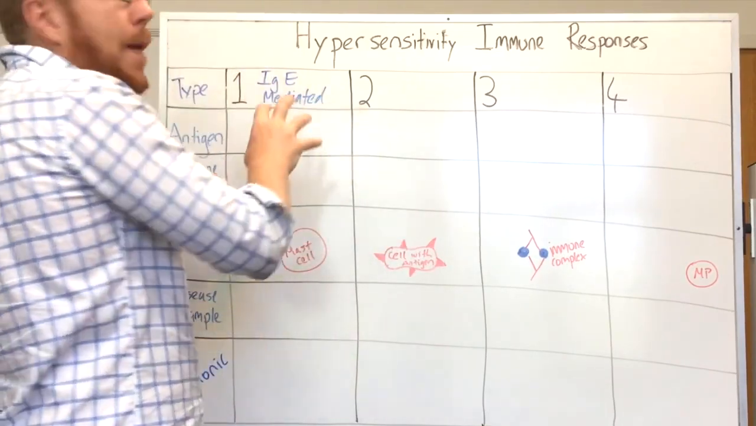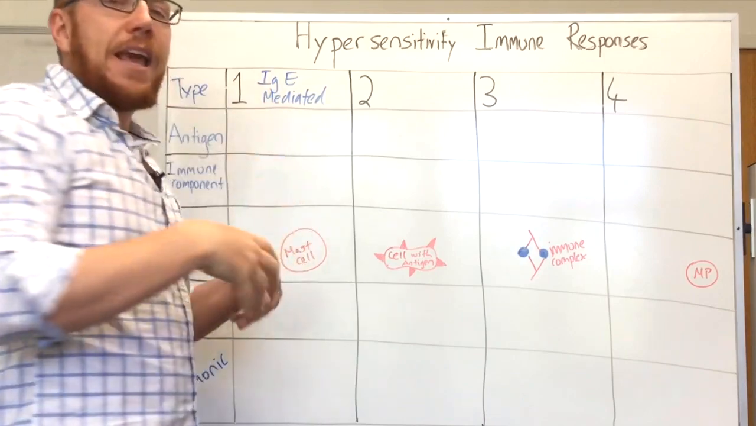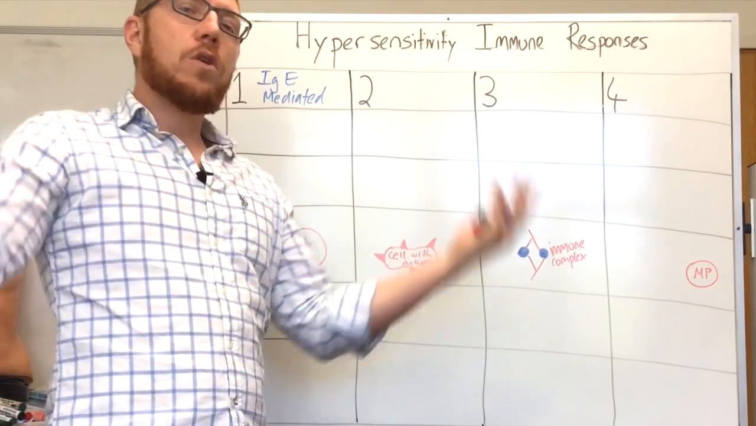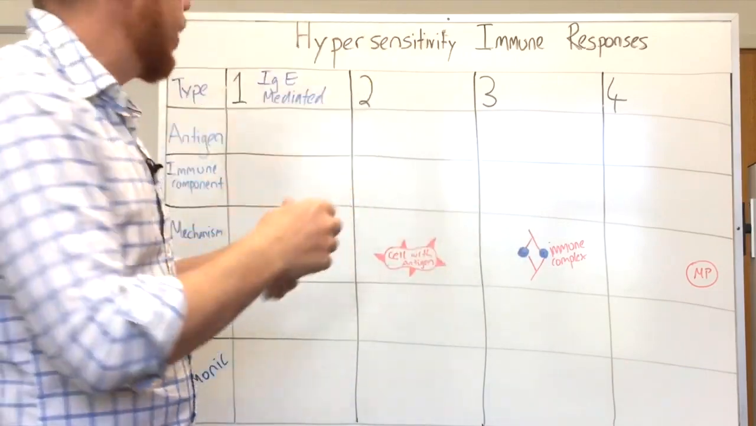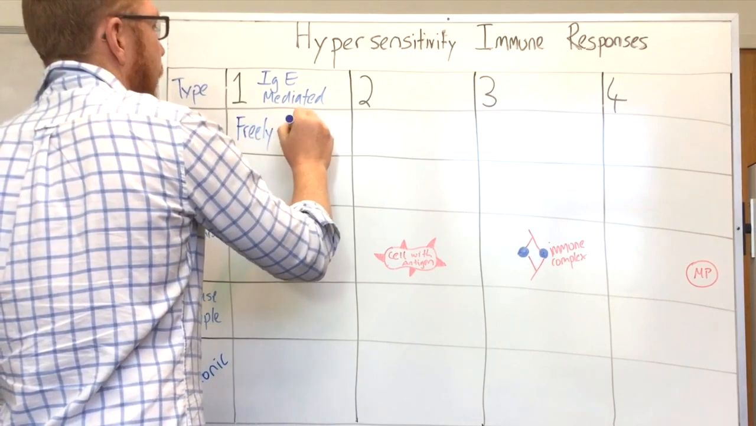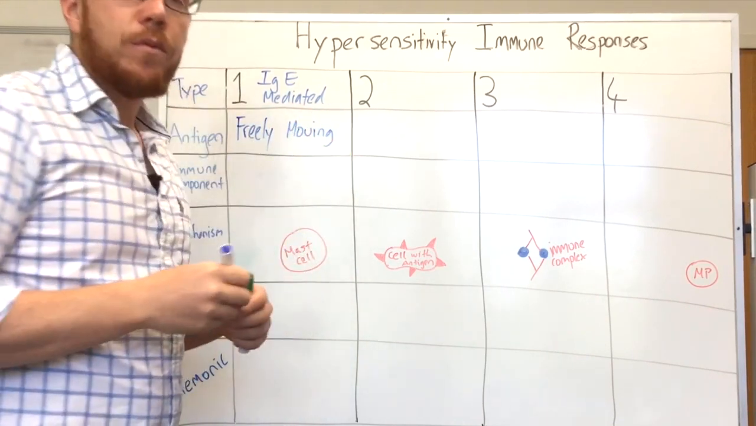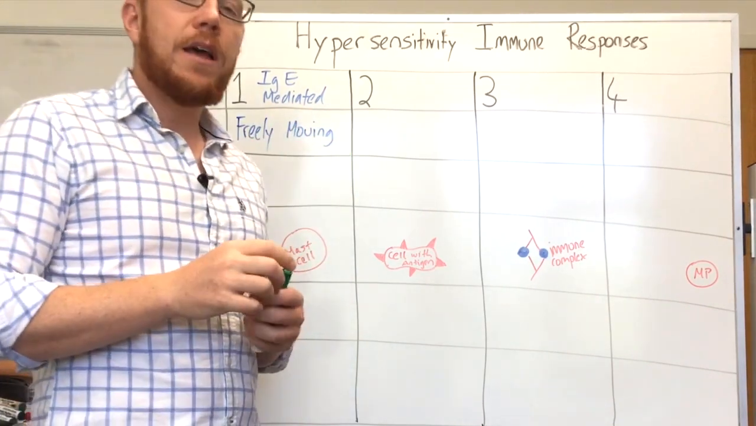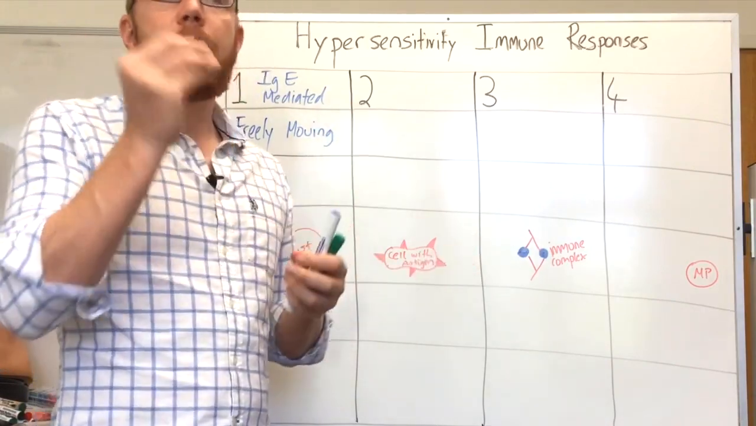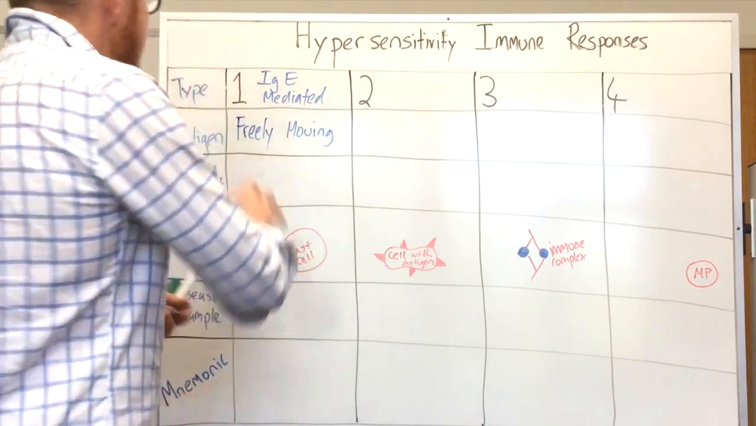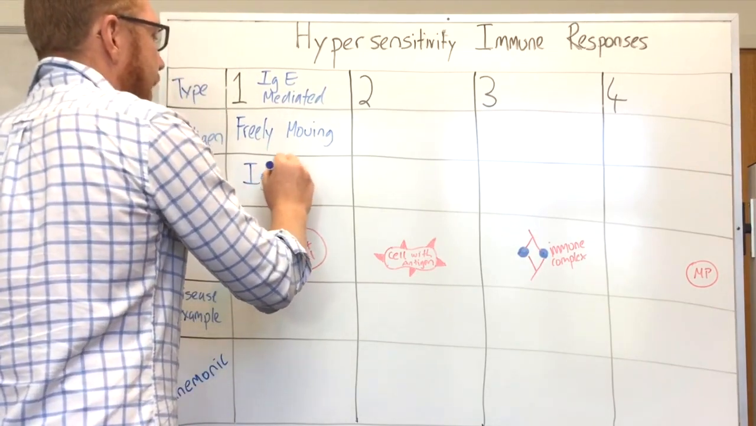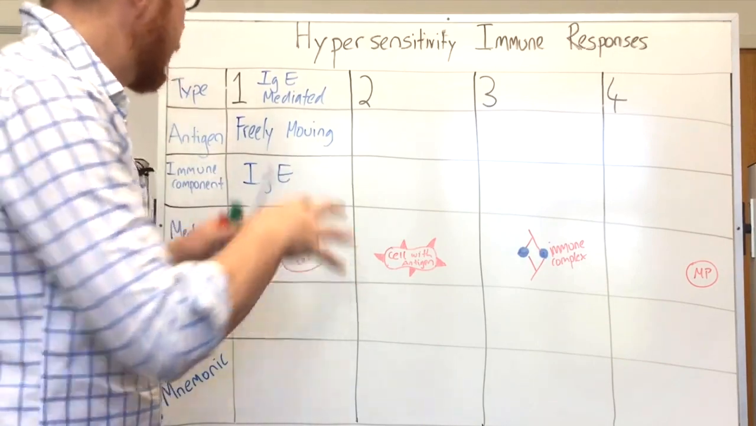Now, what happens in this case is we've got an antigen, and the antigen in type 1 is freely moving. So it comes from the outside world into your body. So it's freely floating around. Some examples of the antigen that we could think about are pollen, or bee venom, or maybe a protein in peanuts. Now the immune component, as we said, is an antibody called IgE. So that's pretty easy to remember so far.